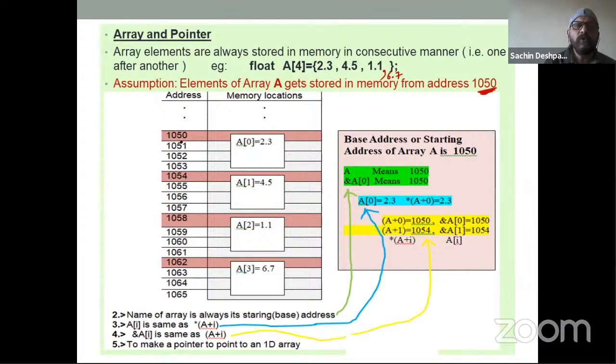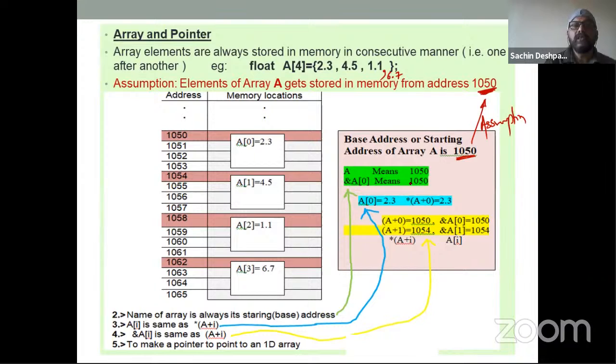So 1050 से लेकर 1053 तक basically is the memory space allocated to A of 0. Then comes the next 4 bytes chunk being represented by A of 1, and so on and so forth. And the values are set to 2.3, 4.5, 1.1, and 6.7. Now the base address or starting address of the array is 1050 as far as our assumption is concerned. We already have made this assumption.